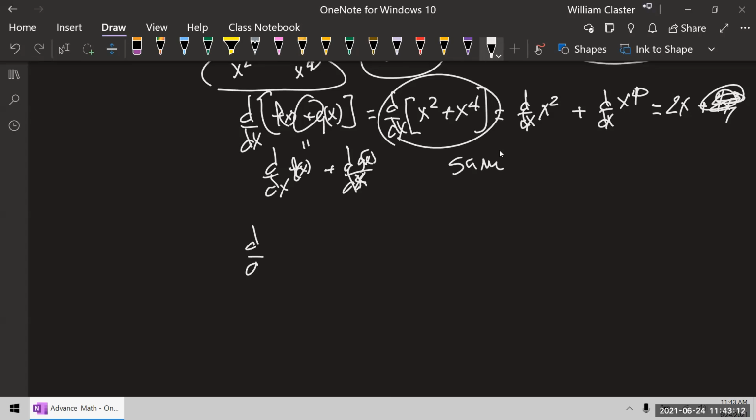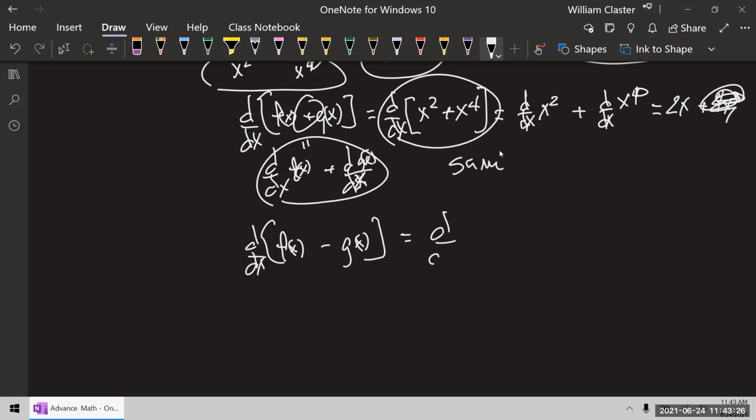And we also have a rule for differences, which is almost exactly the same. The derivative of f of x minus g of x. There's a rule for that also, and it's almost exactly the same as this rule. It's equal to the derivative of the first one minus the derivative of the second one. So that's just another, very similar rule. But we also have a rule for products, f of x times g of x.